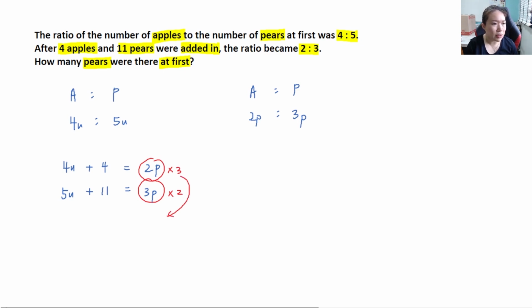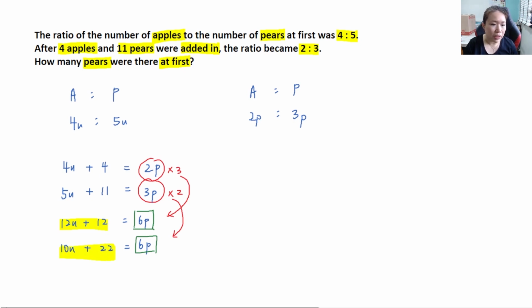So first equation is going to end up being 12 units plus 12 is equals to 6 parts. And the second equation would be times 2, which is 10 units plus 22. That gives us 6 parts. So now at this point, if you take a look at your two equations, you have 6 parts equals to 6 parts. They are already equal, which means that 12u plus 12 would be equal to 10u plus 22.